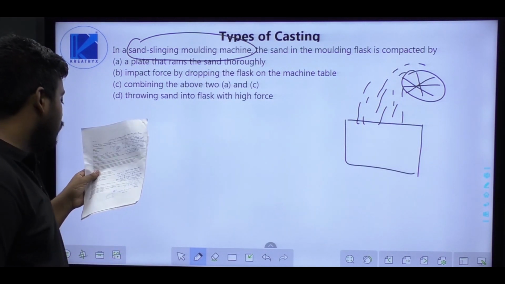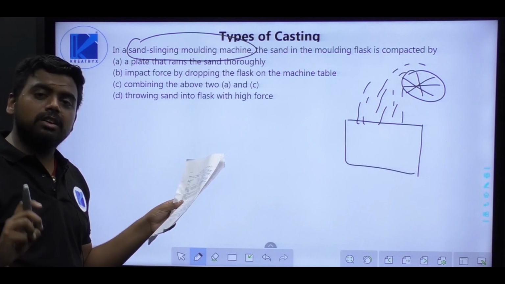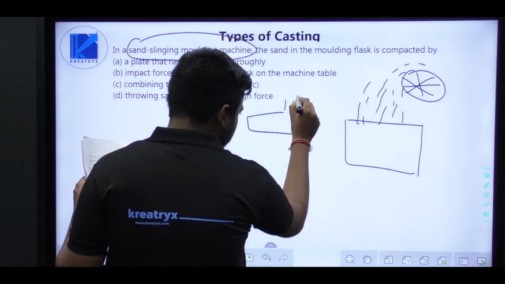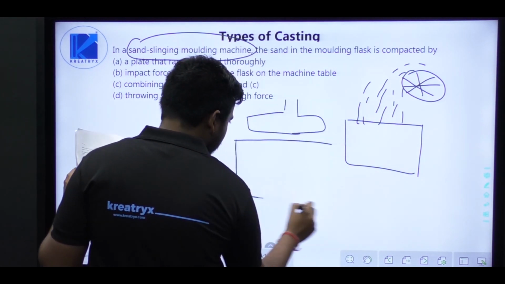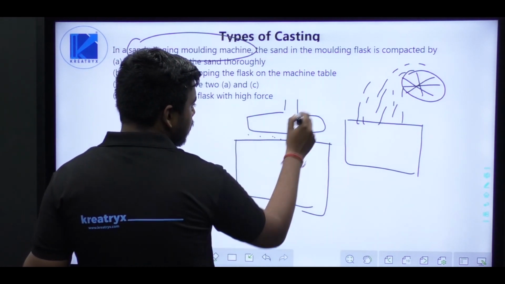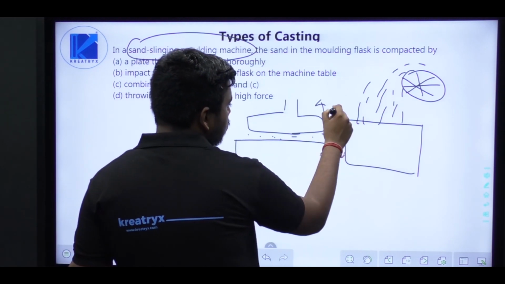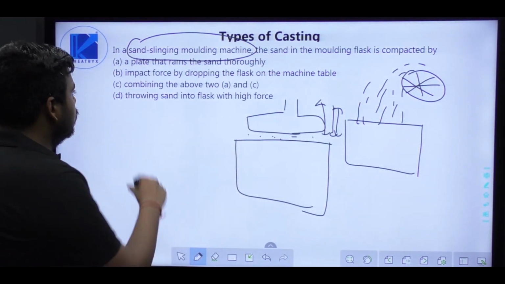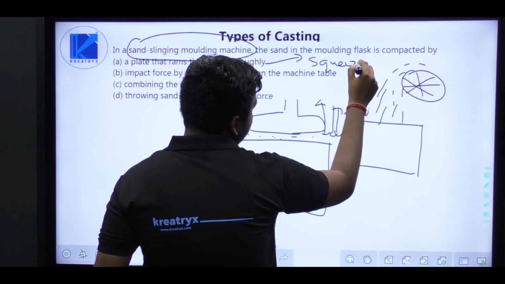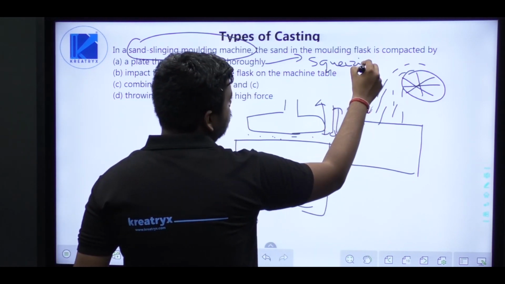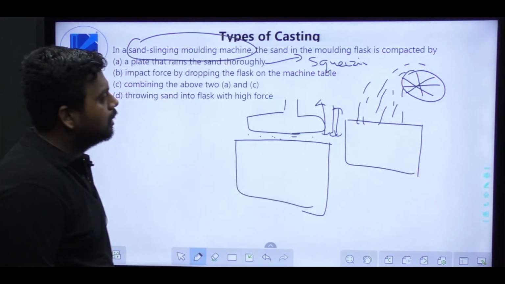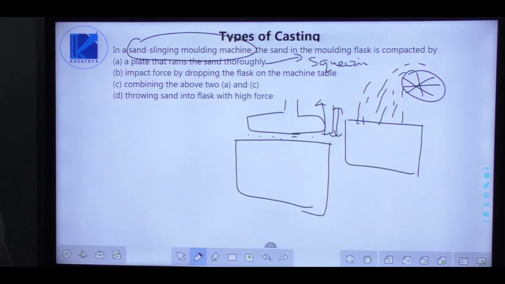Now the sand in the molding flask is compacted by, the first option says, a plate that rams the sand thoroughly. So basically friends, this phenomenon is squeezing. What is squeezing? In squeezing there is one ram or a plate, and these are the sand particles here, and it is moving downwards and trying to squeeze it. So this is not sand slinging, this is another machine molding operation which is termed as squeezing.